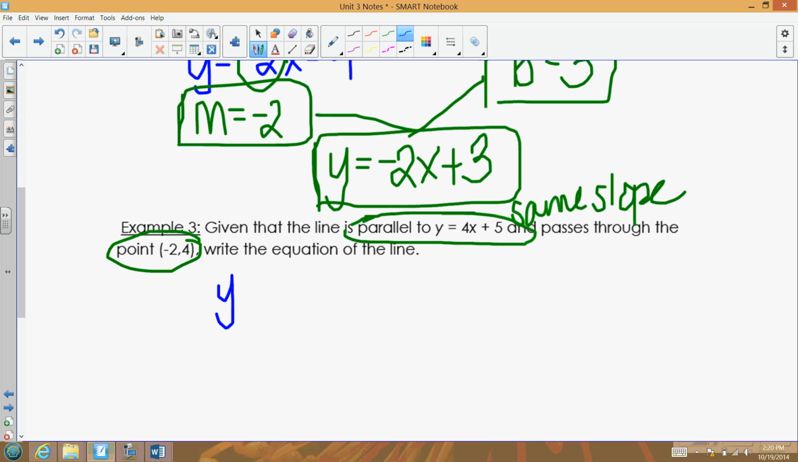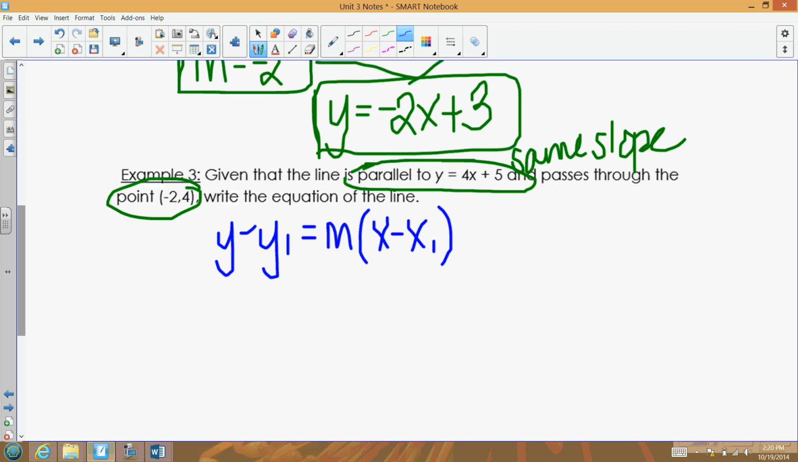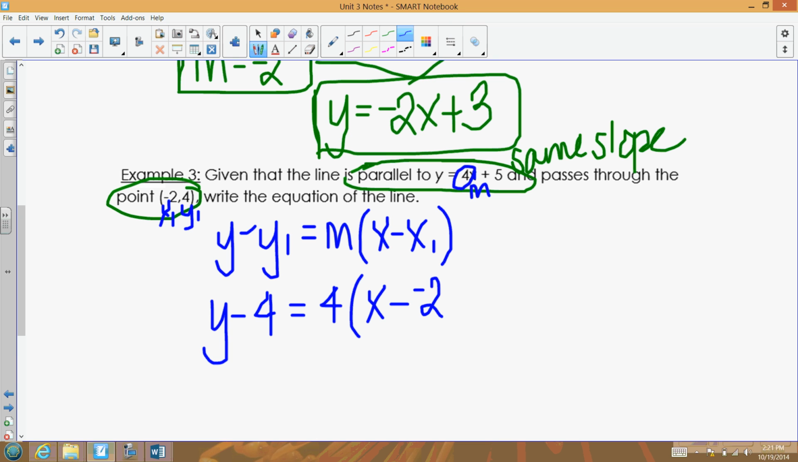So for this one, it'll be more convenient to use the formula that we learned in the last lesson. So this is the point slope form. So I'm going to go ahead and plug in the slope and the point. So my point is going to be the x1, y1. The slope, if you look at this equation, it's already in y equals mx plus b form. So I can just use that 4 as the slope. And we can just go ahead and plug in. So I have y minus 4 equals the slope of 4 times x minus negative 2.